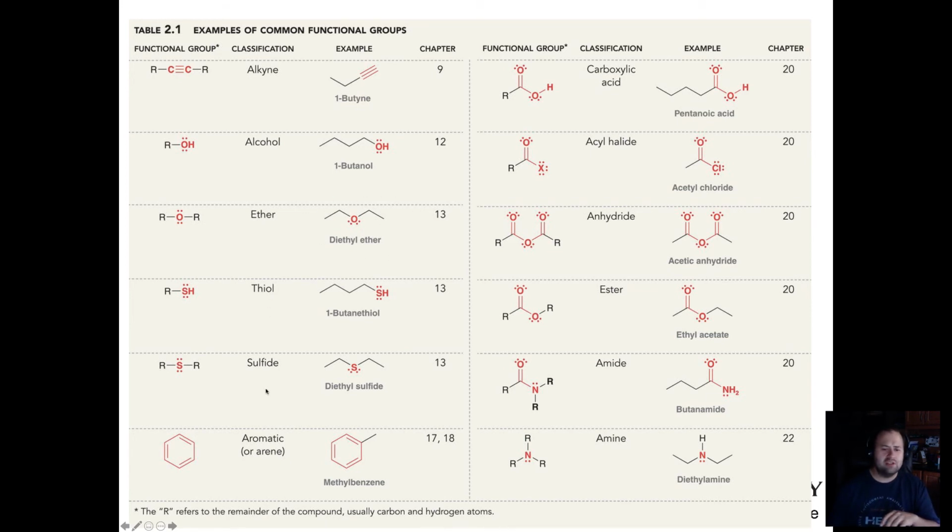Now, thiols and sulfides are essentially analogs of the alcohol and ether, where instead of an oxygen, there's a sulfur there. I'm not going to have you point out thiols and sulfides in problems, but you should still become familiar with this terminology.